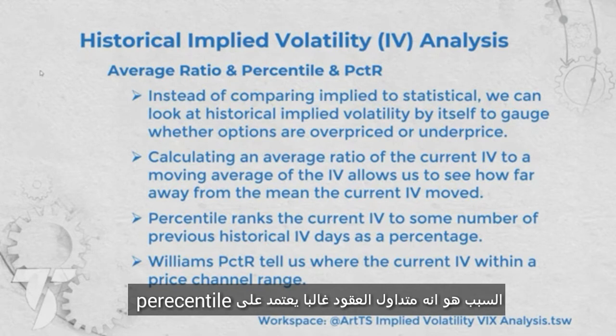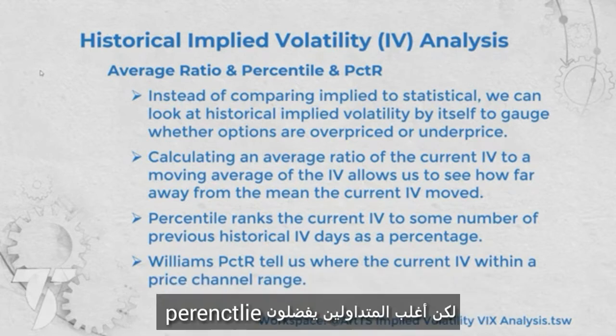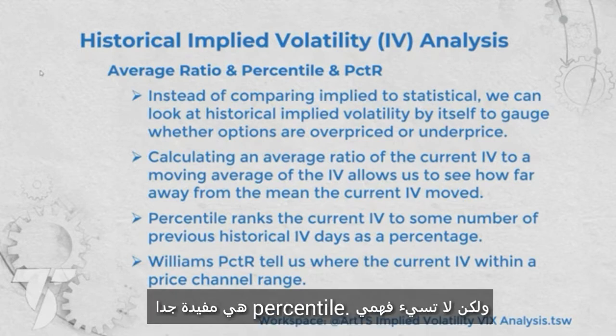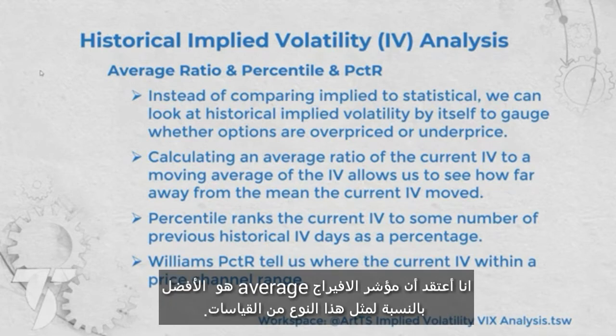And the reason is that options traders typically look at percentile. And percentile is the one that I like the least of all 3 of these. I really like the average ratio the best, but most options traders have heard educators and have seen books where they talk about percentile. And percentile is very valuable, don't get me wrong. But I don't think it's the best measure for whether something has high volatility or not. And I think average ratio is the best for that.